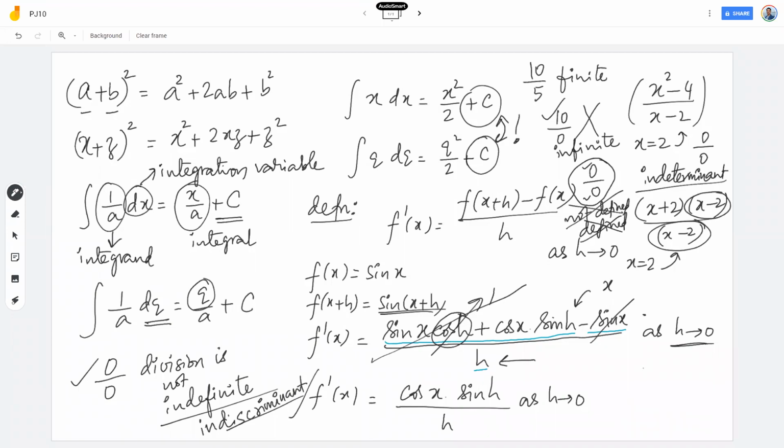But if I say x is only tending to 2, I'm not saying x equal to 2 now. If x is only tending to 2, x has not become 2 yet. If x is not 2, then x minus 2 is not 0. Then I can cancel them. You cannot cancel zeros. That's like division by 0. That is not allowed. That is meaningless. So x minus 2 now can be cancelled. So this function changes to simply x plus 2.